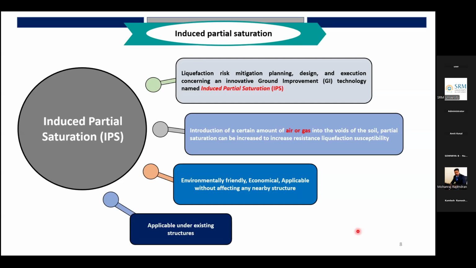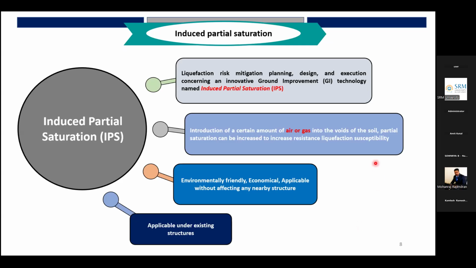As it is, the soil is fully saturated below the water table, and soil which consists of fine silty sand with a loose to medium dense compactness state is prone to liquefaction, provided the soil is fully saturated, because all the void space is occupied with water. So if you are able to reduce the amount of water in the fully saturated soil, your soil becomes partially saturated, then the liquefaction susceptibility or liquefaction potential is reduced. That is the idea of induced partial saturation.